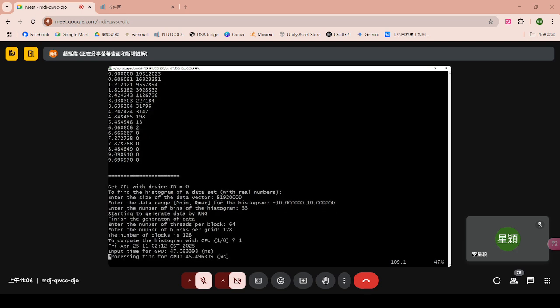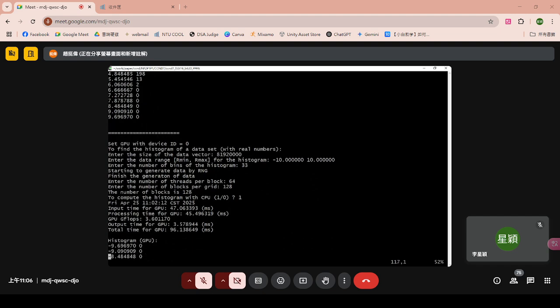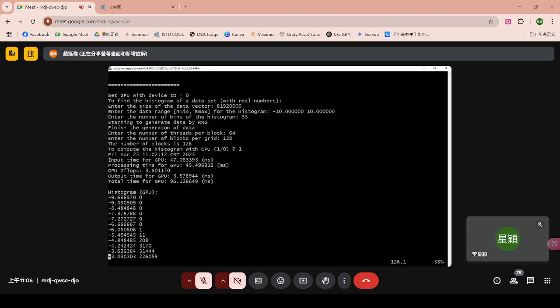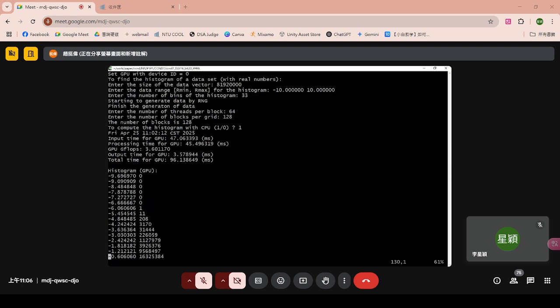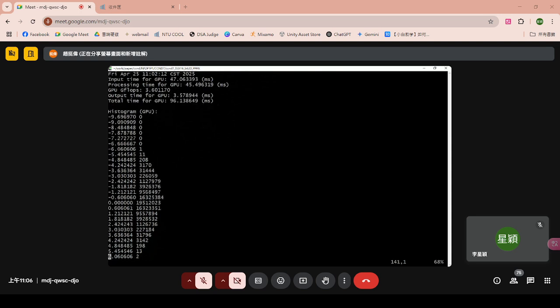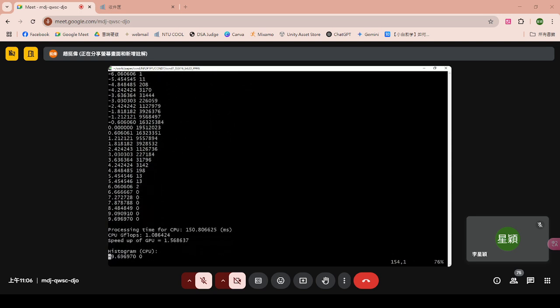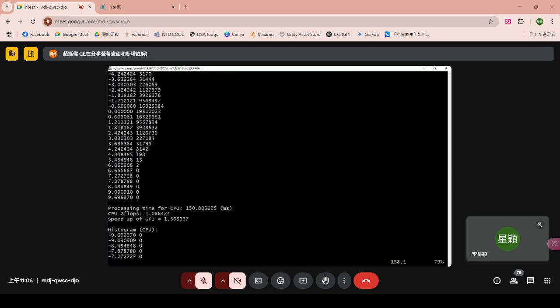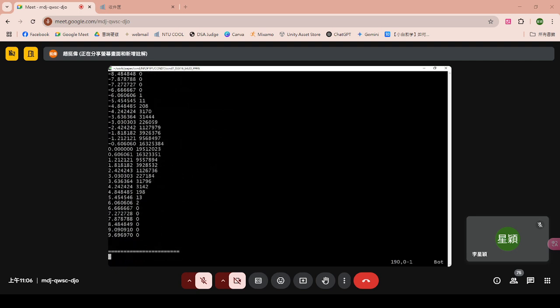I have two runs here. This is another one, and I think this is the latest one, from today. Again, the speedup is about 1.57. If there's any discrepancy, you will point it out, but the CPU and GPU have the same histogram.